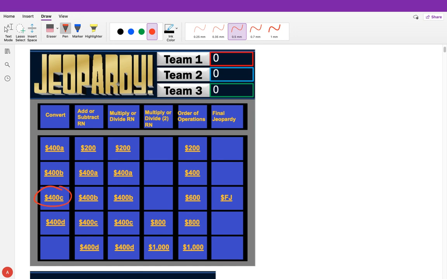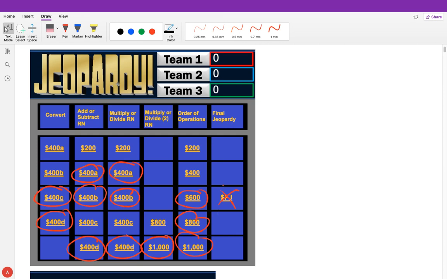So the questions I'm going to go over are 400 C and D for converting, 400 A, B, and D for adding, subtracting, and multiplying and dividing rational numbers. And then I'm also going to go over question number 1000 for dividing rational numbers 2. And then order of operations will be 600, 800, and 1000. I never go over the final Jeopardy because usually those types of questions will be similar to what your extra credit type question would be.